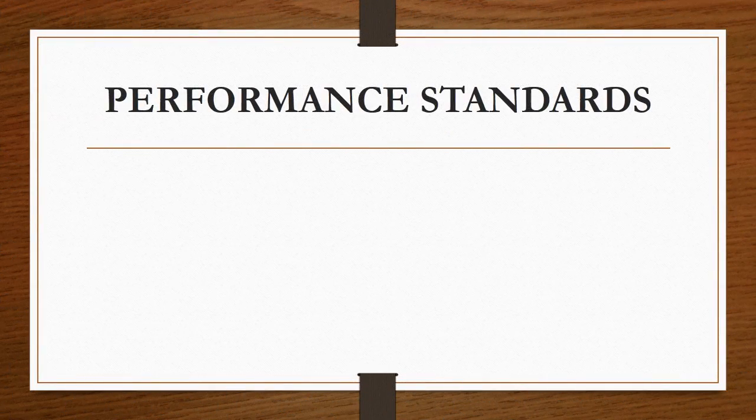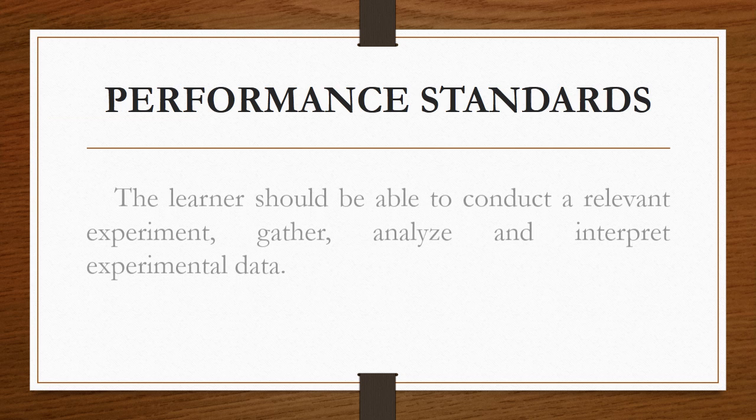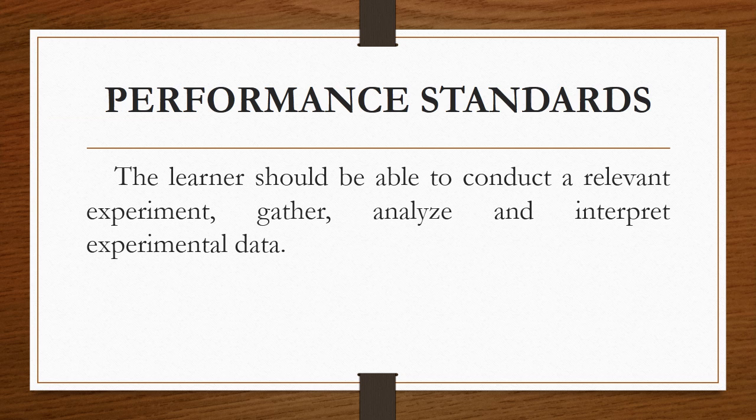Then you are expected to perform. So what will be your performance standard in this quarter? So you as the learner should be able to conduct a relevant experiment, gather, analyze, and interpret experimental data. So you are expected to perform an experimental investigatory project, since you'll be making a relevant experiment wherein you're going to gather and analyze as well as to interpret data. So that will be your task in this quarter.